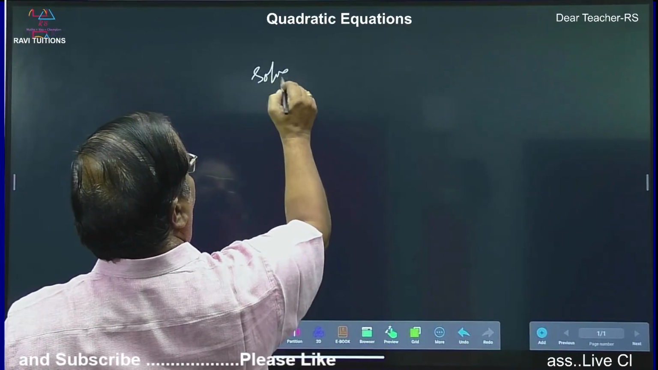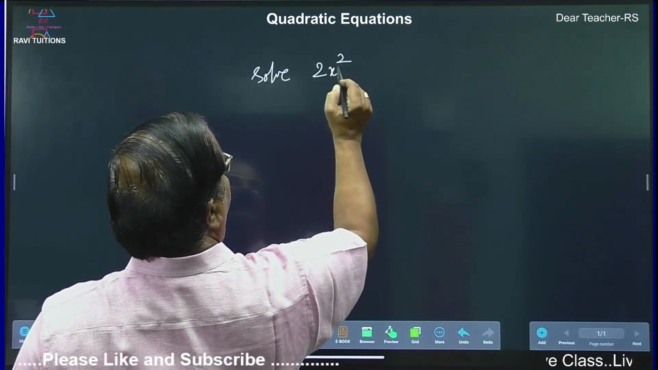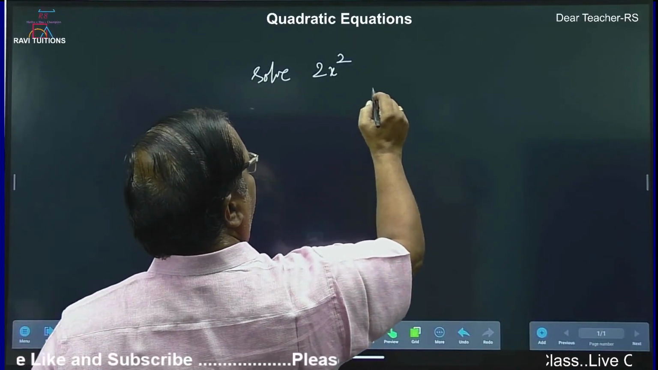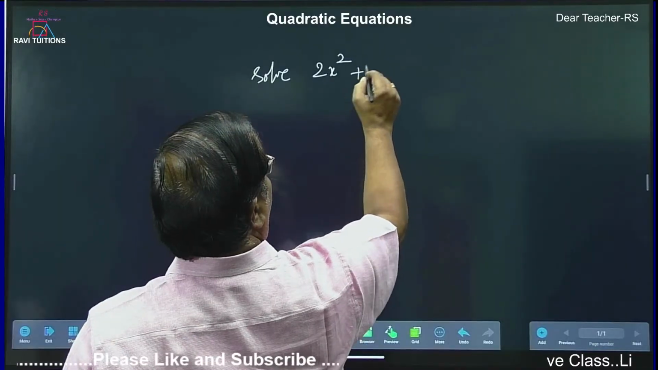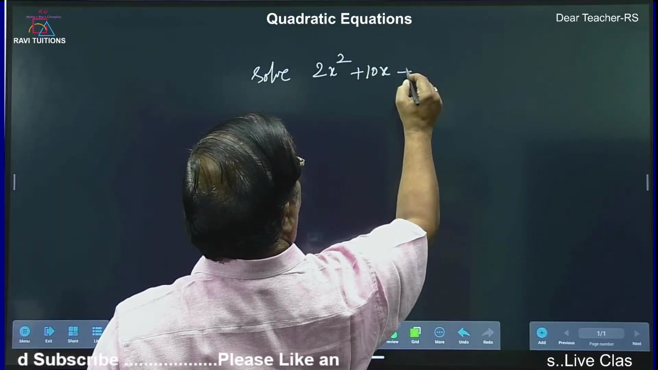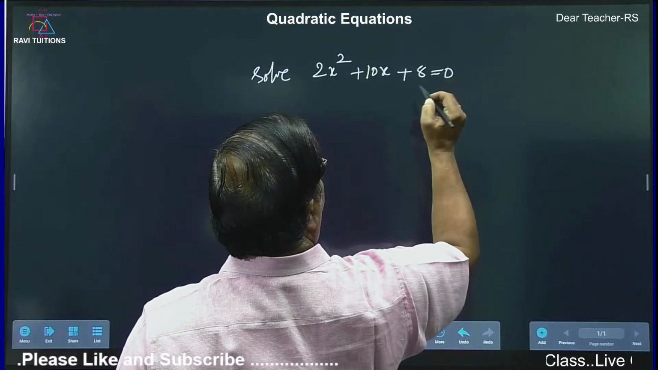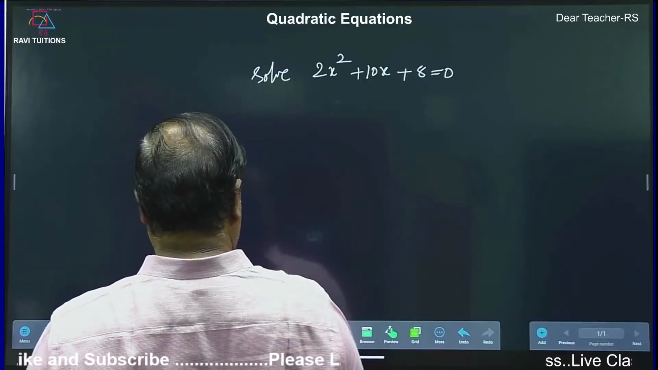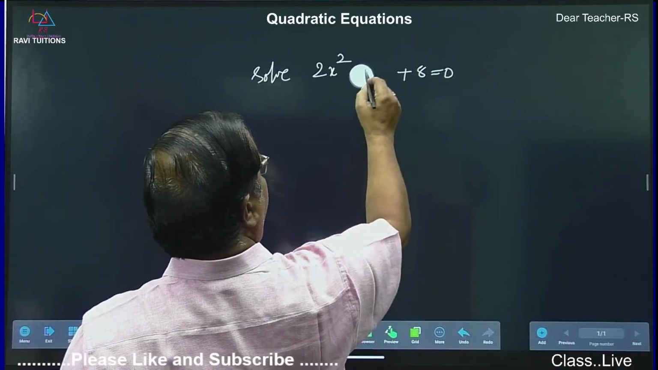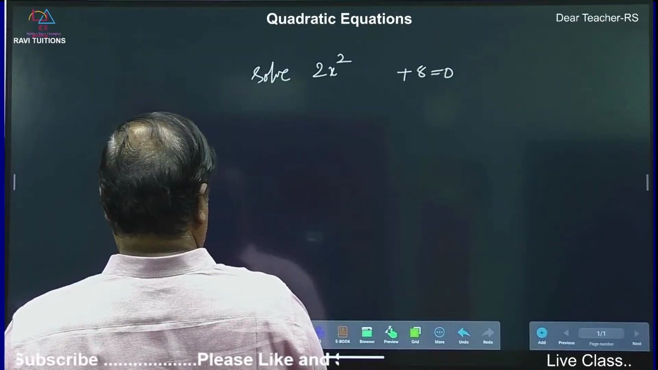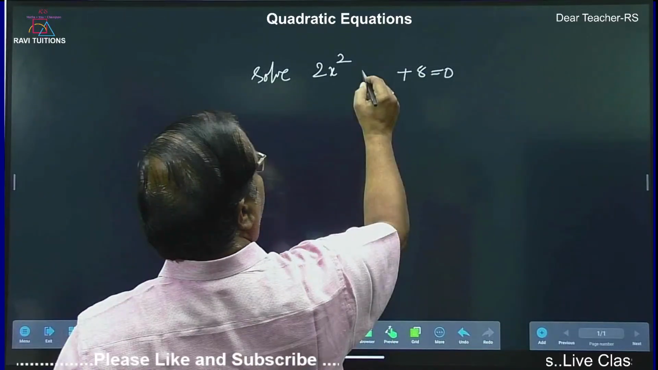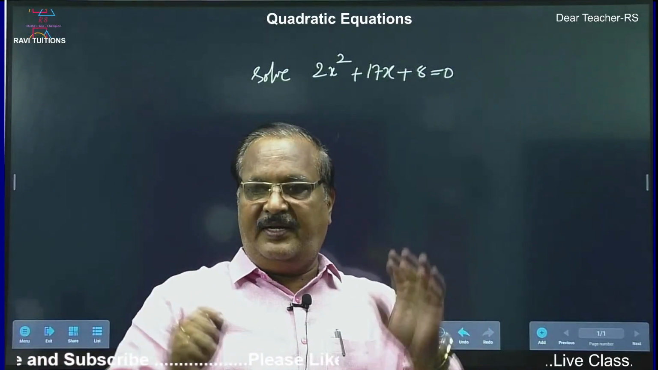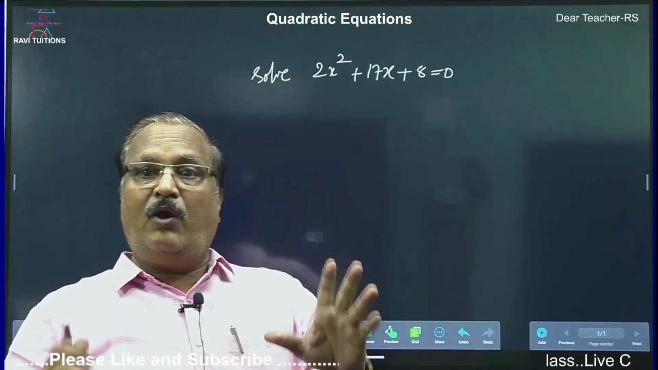Solve 2x square plus 17x plus 8 is equal to 0. Not 8, let me correct this, 17x is equal to 8. So this is a quadratic equation. Let us understand how to factorize this.